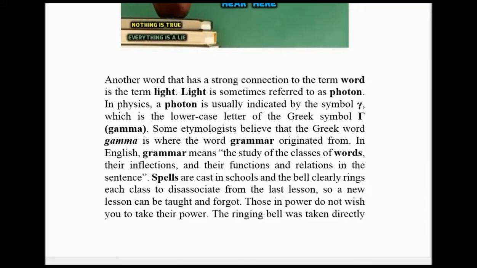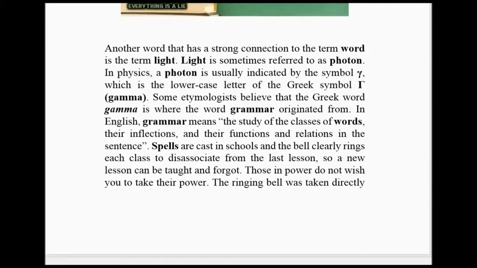All right. Another word that has a strong connection to the term word is the term light. Light is sometimes referred to as a photon. In physics, a photon is usually indicated by the symbol γ, which is the lowercase of the Greek symbol gamma. Some etymologists believe that the Greek word gamma is where the word grammar originated from. In English, grammar means, quote, the study of classes of words, their inflections and their functions and relations in sentence, end quote.